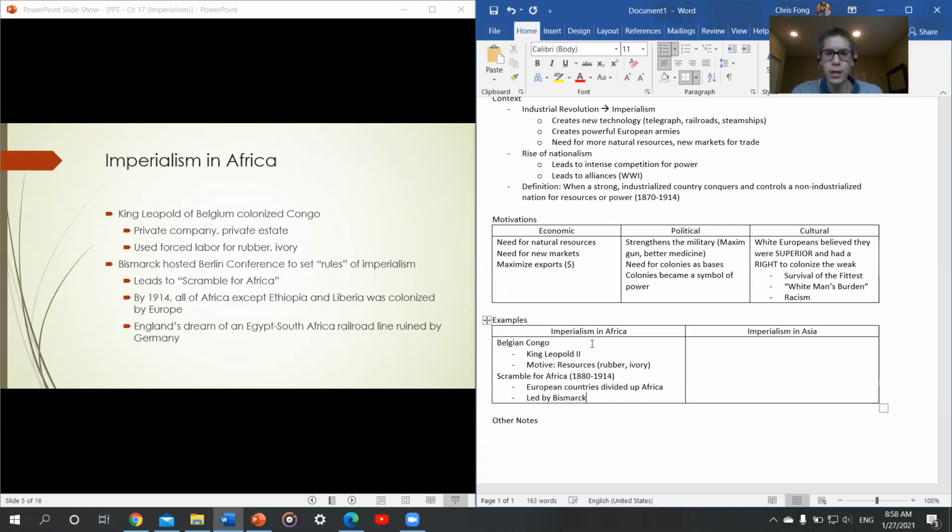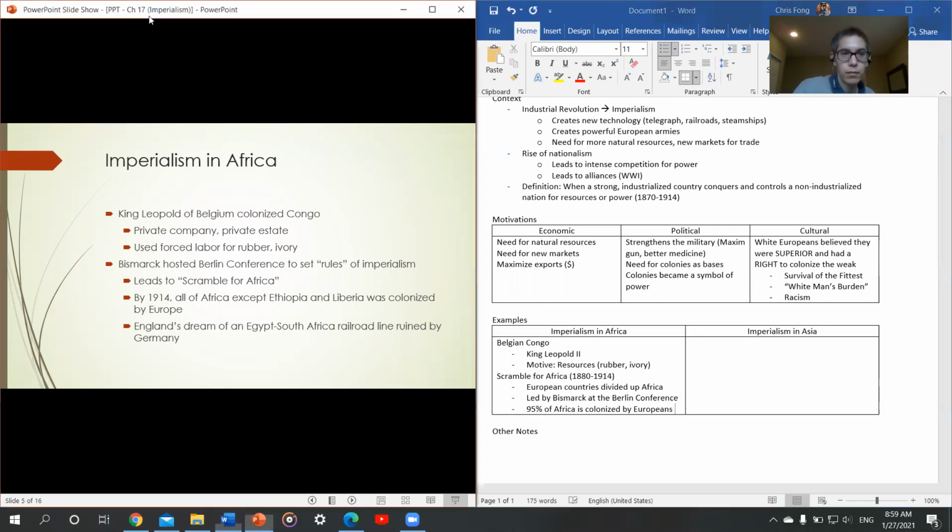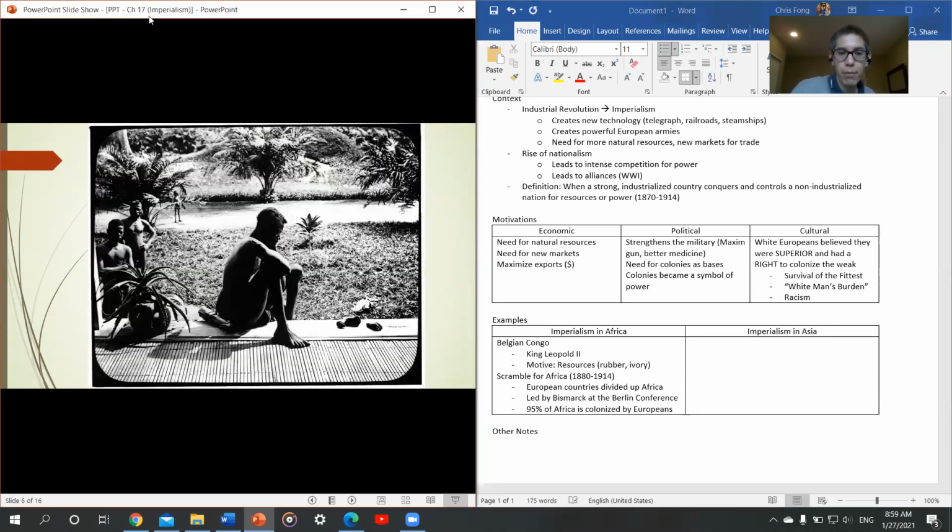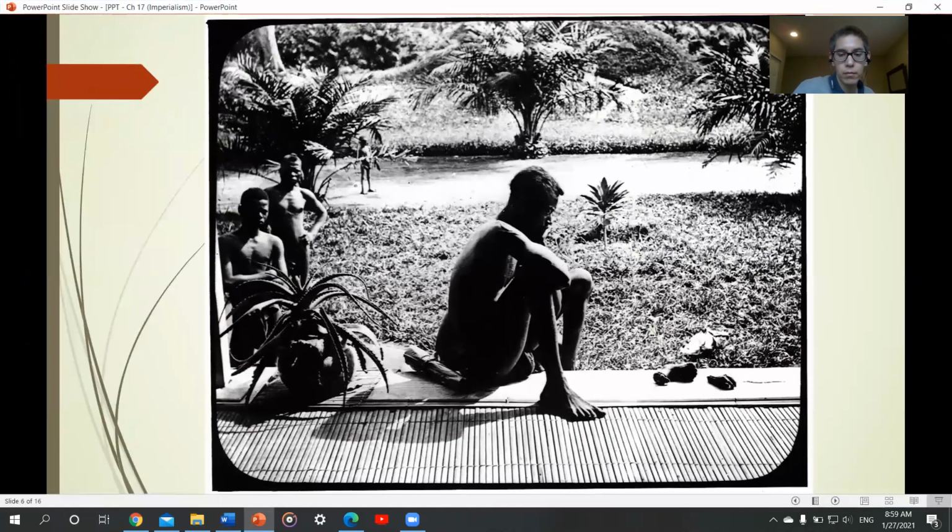This was led by Otto von Bismarck from Germany at something called the Berlin Conference. The Berlin Conference is what it sounds like. It was a meeting in Germany where all the European countries got around a table and they negotiated around who gets which piece of Africa. No Africans obviously were present there. By 1914, about 95% of Africa is colonized by Europeans. I believe we'll see some photographs and then a map here.